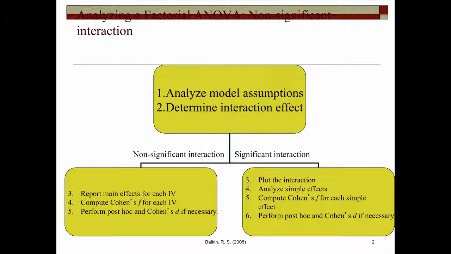Recall that when we're evaluating a factorial ANOVA with a non-significant interaction, we first need to analyze the model assumptions, determine the interaction effect, and then for a non-significant interaction, we're going to report the main effects. We're going to look at effect size for each independent variable, and then we'll perform any post hoc tests, as well as effect size measures for the significant results.